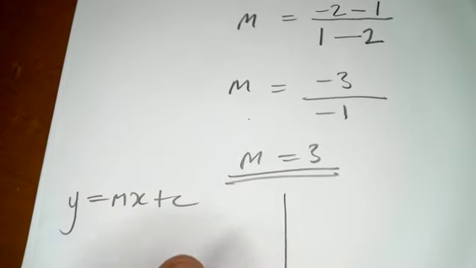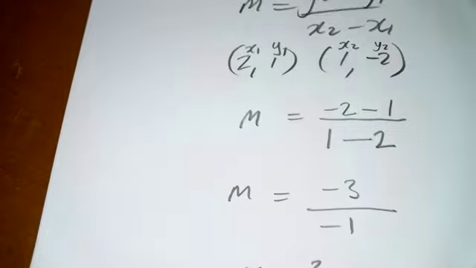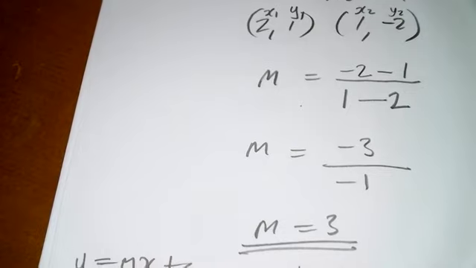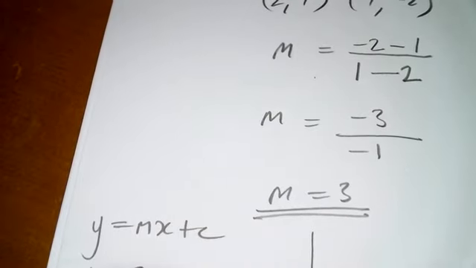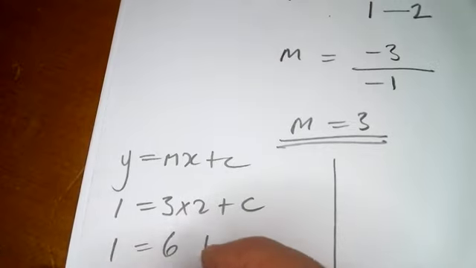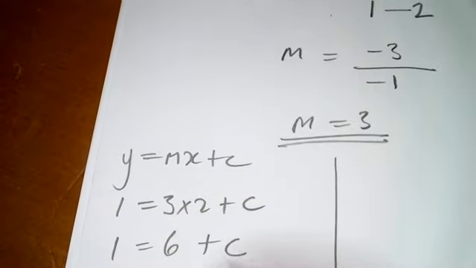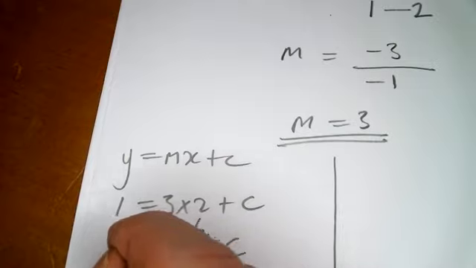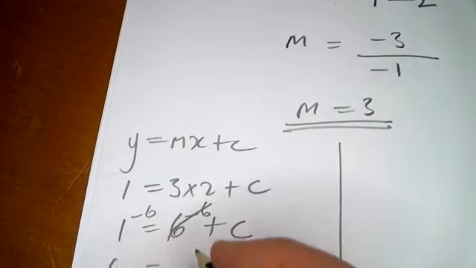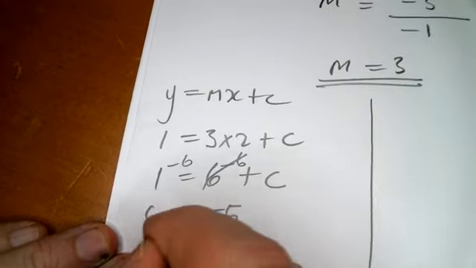And I'm just going to choose one of these points. So let's choose (2, 1). So I've got y, which is 1, is equal to m, which is 3, times x, which is 2, plus c. So I've got 1 is equal to 6 plus c. So therefore, if I subtract 6 from both sides, I've got 1 minus 6. So c must equal negative 5.